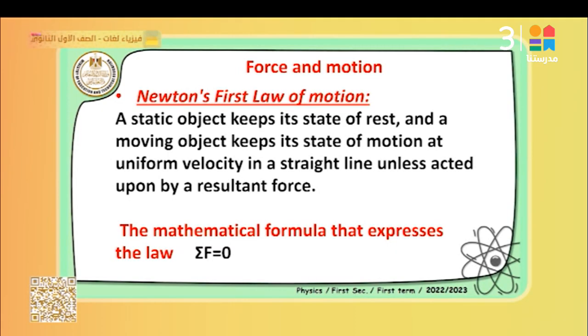Every object will keep its state unless an external force affects it, something from outside, an outside force that will change its state. But I have a condition: this force can't be a balanced force, because in this case its effect equals 0 and there will be no change in the state of the object. Okay? We have a mathematical formula that expresses Newton's first law, which means the resultant force or total force applying on the object equals 0, and this is the condition to keep the object in its state.